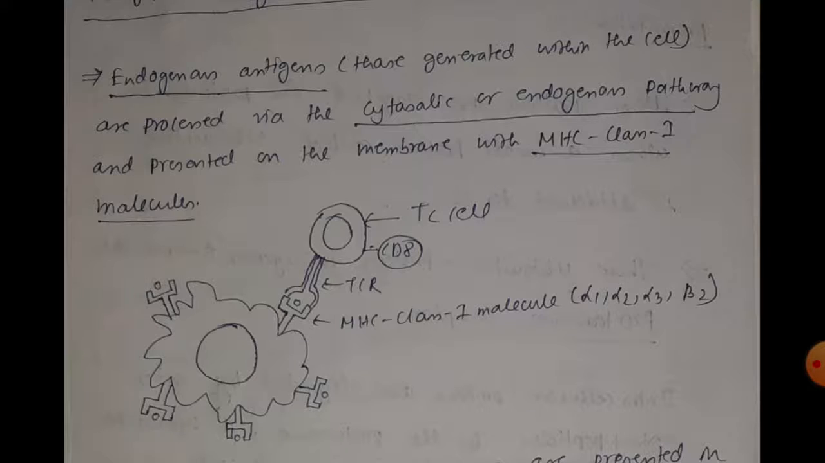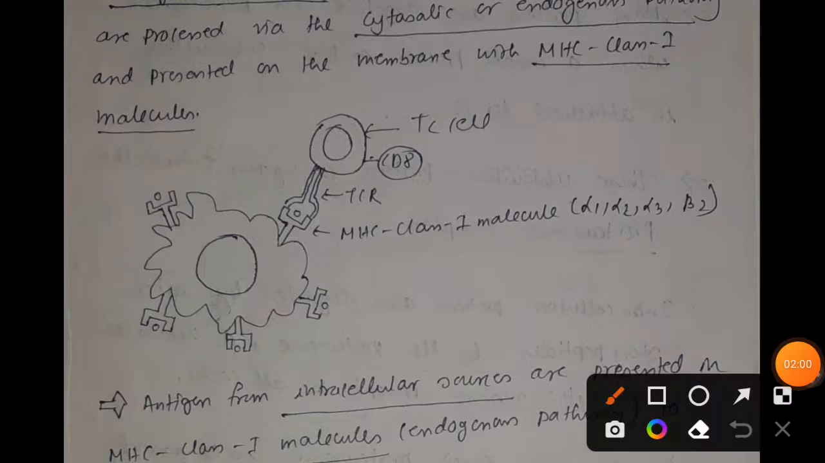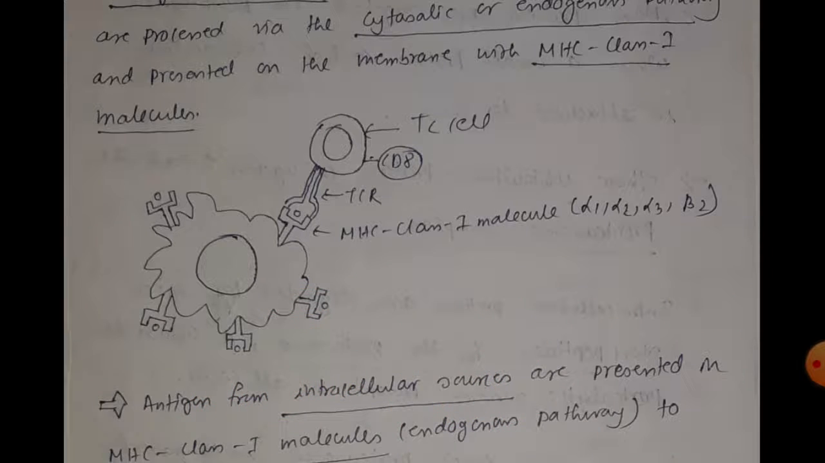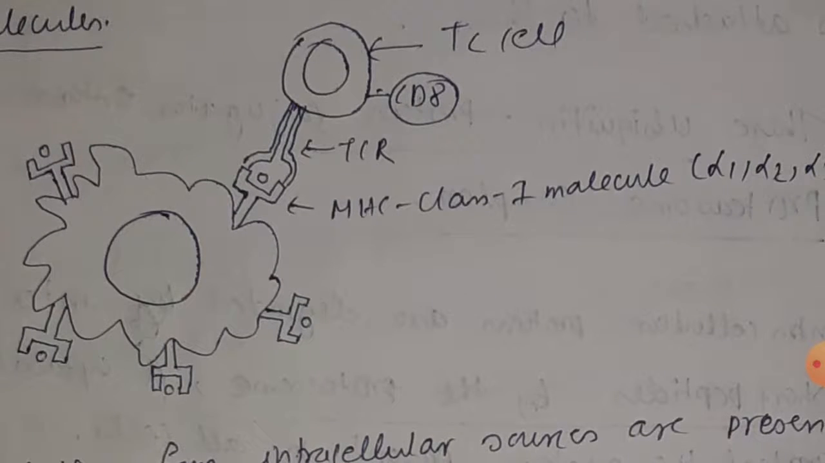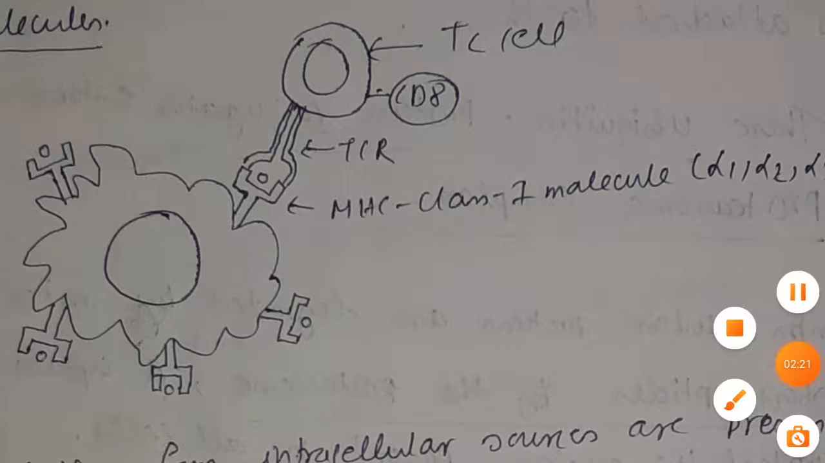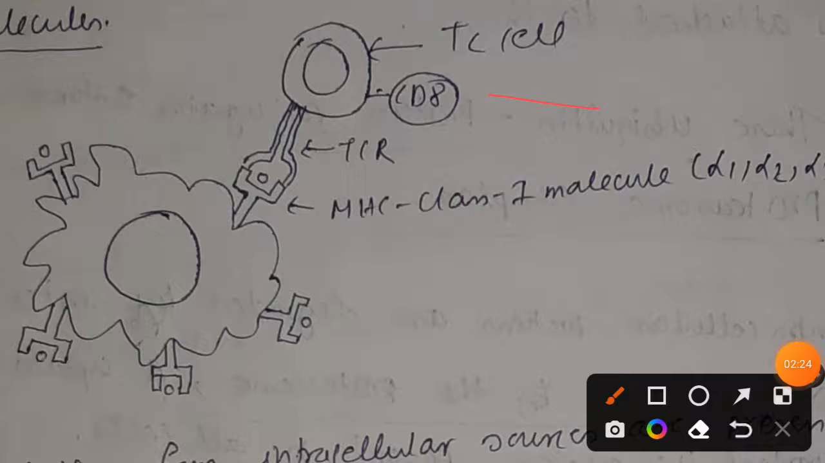The cells that express MHC class 1 molecule, I have told you, are known as target cells, and in most cases these cells are nucleated cells, right? This nucleated cell will interact with a T cell containing the CD8 surface molecule. CD8 surface molecule containing T cells are also known as cytotoxic T cells. They will interact via the T cell receptor. Remember, it is known as T cell receptor.